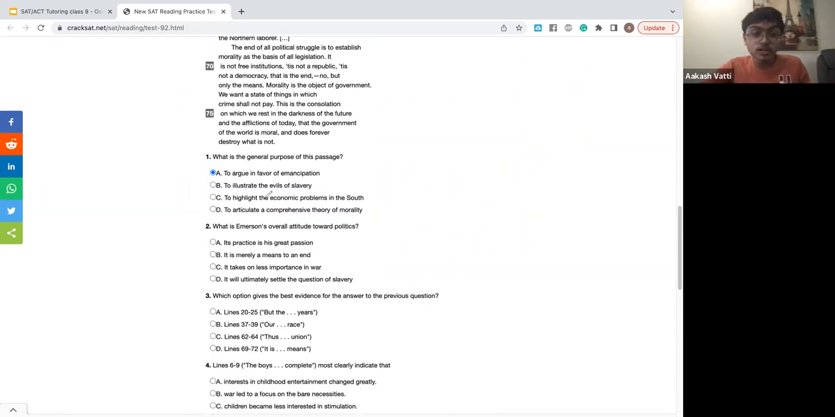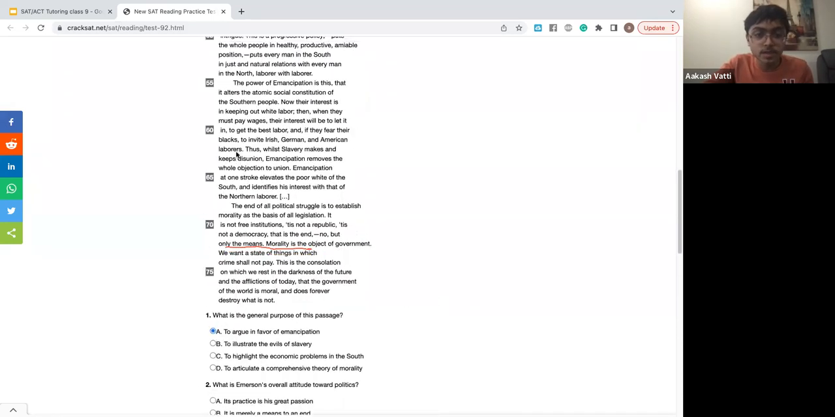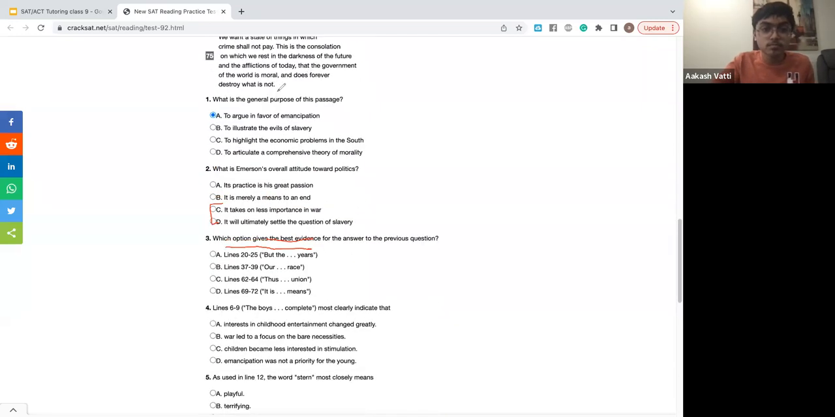So what is Emerson's overall attitude towards politics? Its practice is his greatest passion? No. If you go up, it says it's a means to an end, right here, and right here. Therefore, it can't be A. For B, as I just said, it is a means to an end. That sounds like a really good answer to me. I would probably just immediately choose it to save myself some time. However, I will go through the rest of the answer choices just for you guys.